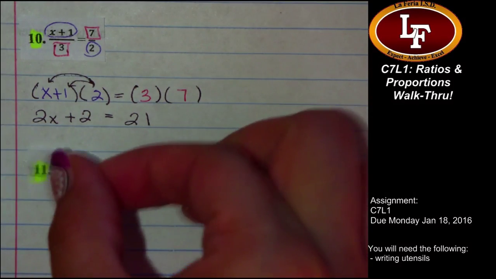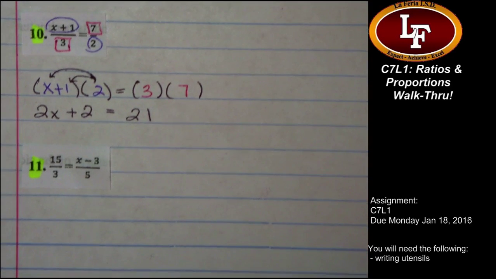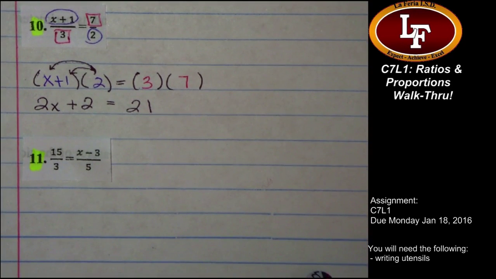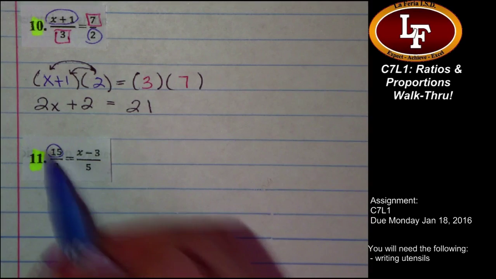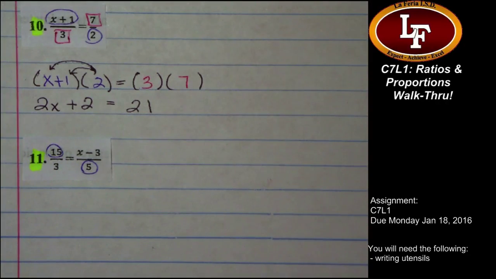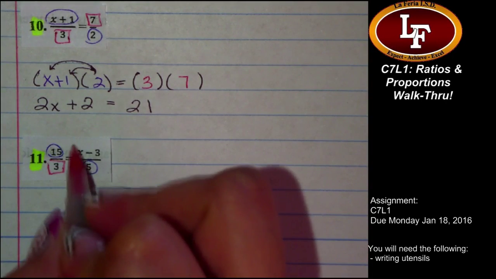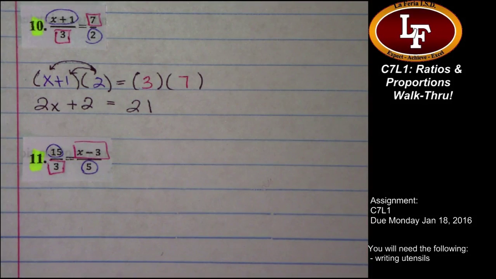All right, let's look at number 11. Any difference between 10 and 11? Just flip-flop. Yeah, it's just flip-flopped. Instead of the binomial, which is something that has two terms, being one of the extremes, the binomial is now one of the means. But the process is exactly the same. Identify your extremes, multiply them, identify your means, and multiply them. The distribution is also done the same way. Feeling comfortable?